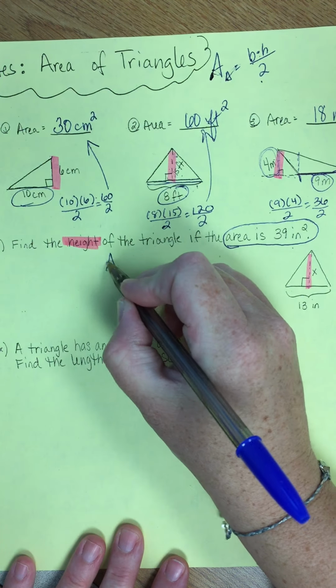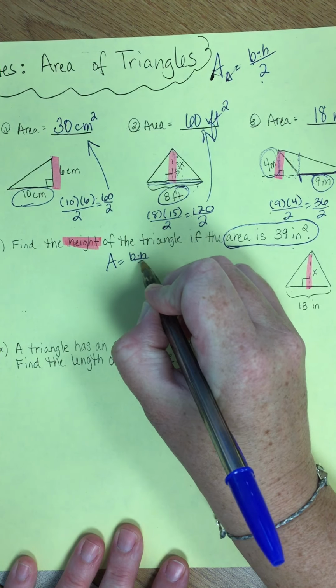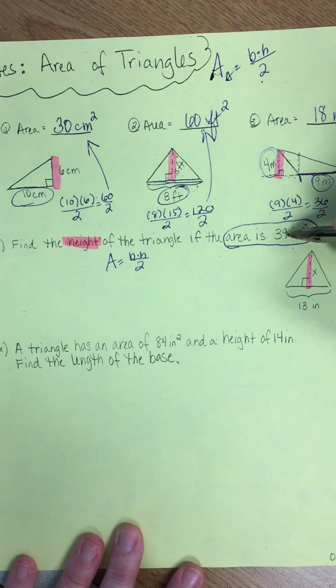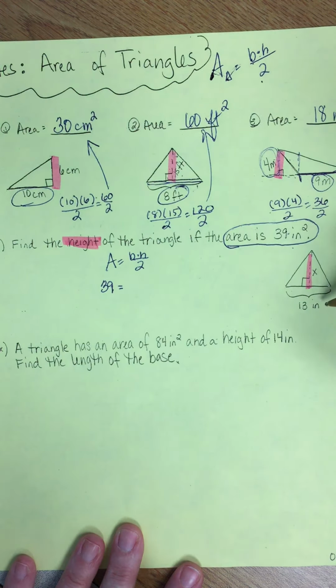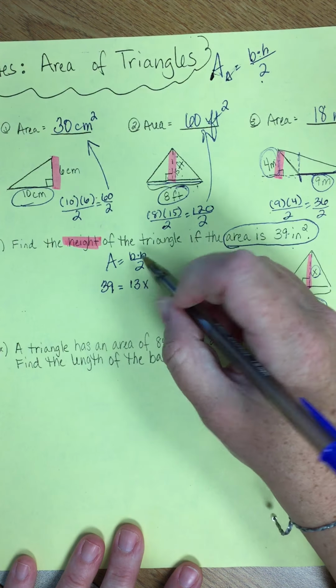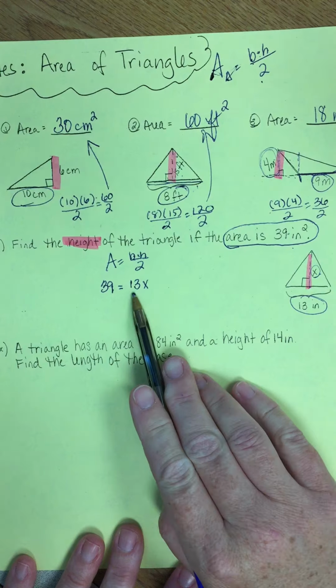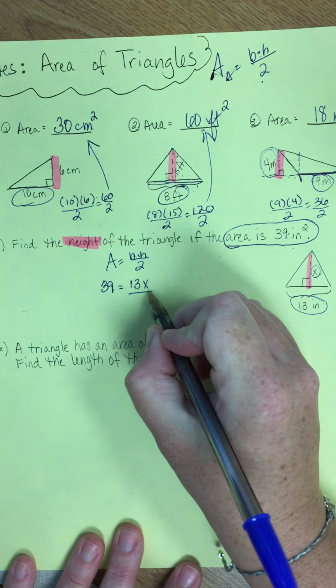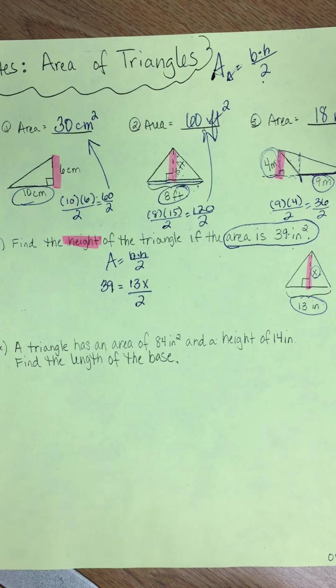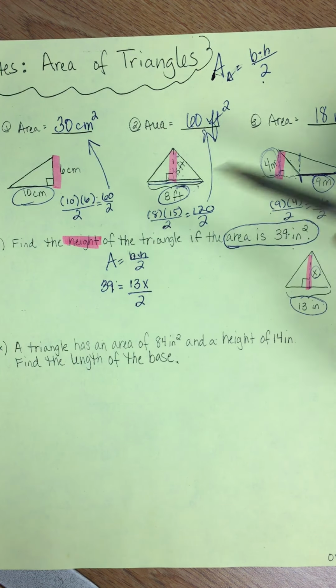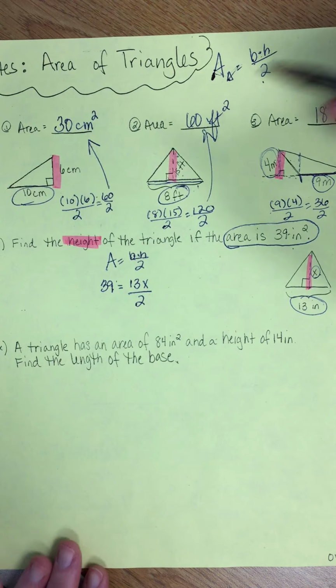Now remember, area is base times height over 2. So the area that's given is 39, so we'll put that where the area goes. If we look at the picture, our base is 13. Do we know our height? It's x. Base times height, so 13 times x over 2. Now, you can do this where you get 6.5x equals 39, or make it a proportion.